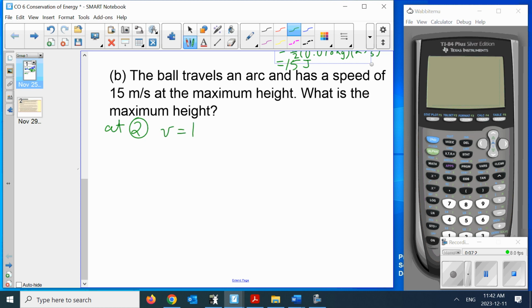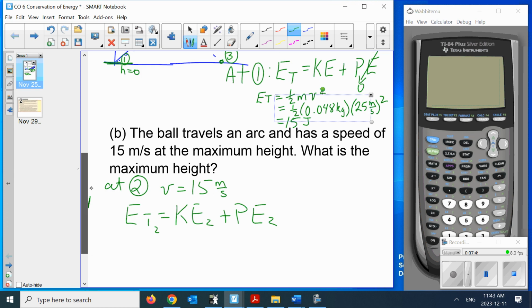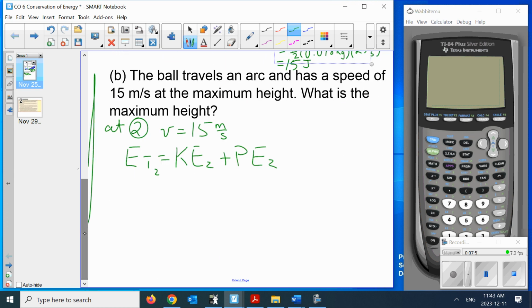B is equal to 15. Just like the same now. The total energy, we have over 2, kinetic energy 2. Here's the interesting thing, though. Energy is conserved. We're not worried about wind. So the total energy in the second position is still 15.